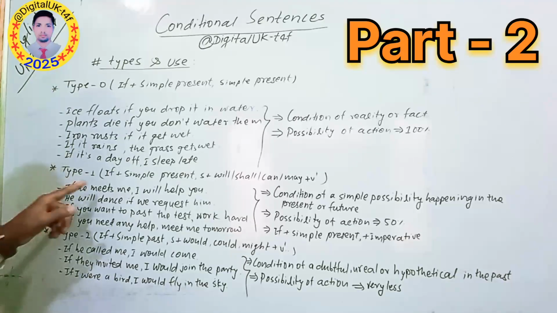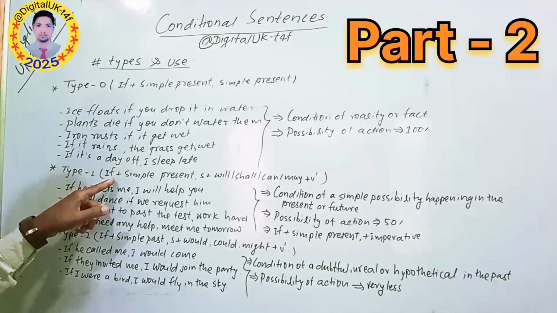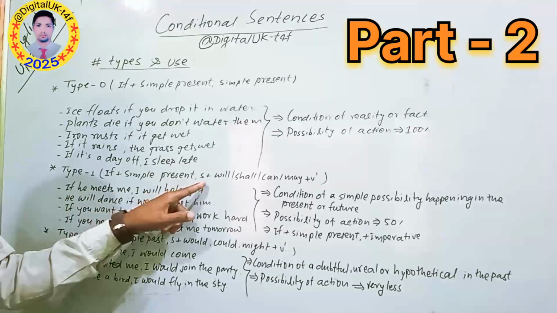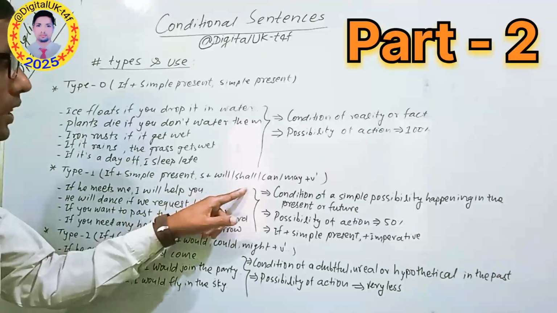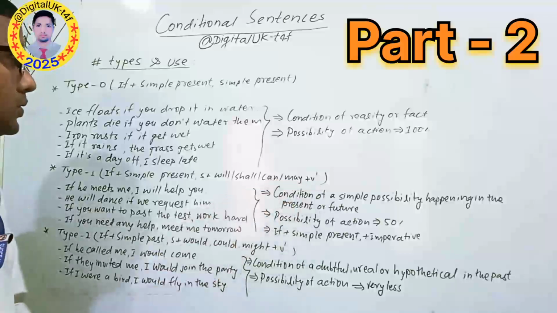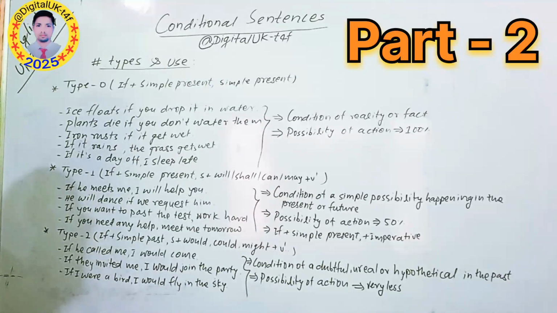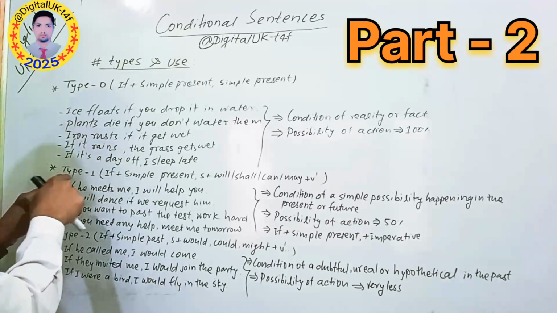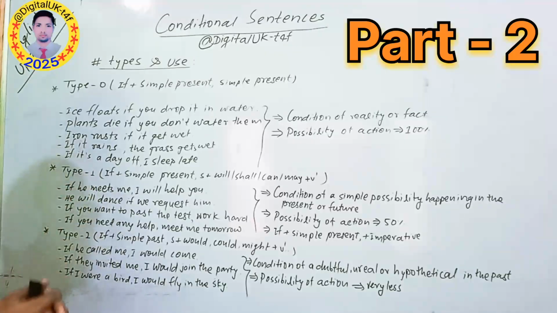Let's discuss type 1. So type 1 is a structure we can set up in our mind: if plus simple present, and then subject plus will, shall, can, may plus verb 1. So this is the structure that we should set up in our mind related with type 1. Type 1 has two structures. One we will discuss here in a sentence. So at least we should set up this structure of type 1 in our mind.